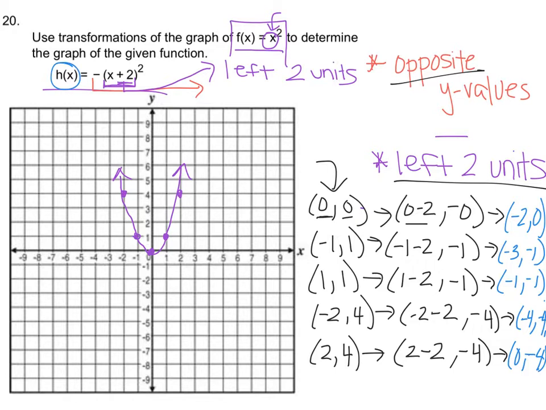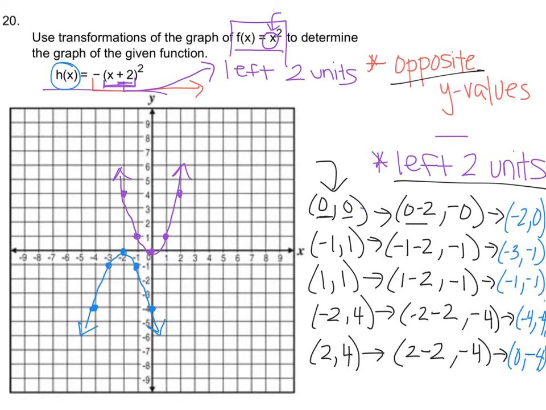So I'm just going to plot these new ordered pairs. I have (negative 2, 0), (negative 3, negative 1), (negative 1, negative 1), (negative 4, negative 4), and (0, negative 4). And then I'll connect the dots to have a U shape. And this is my new parabola.